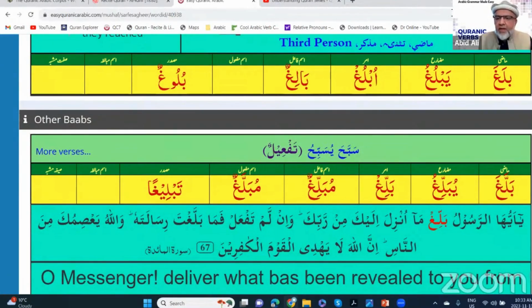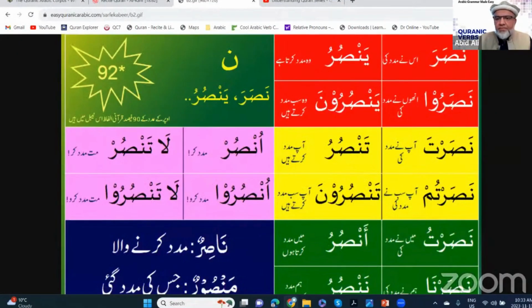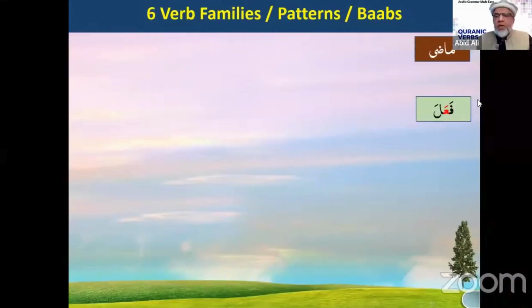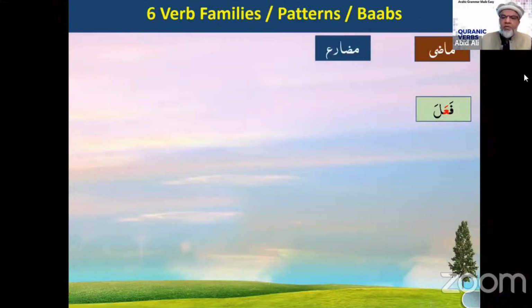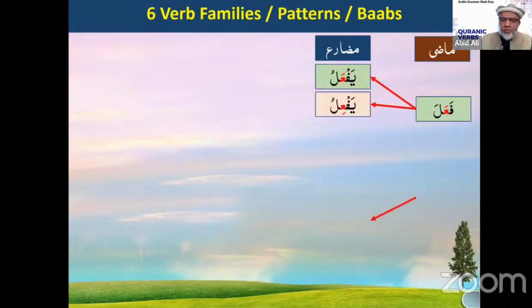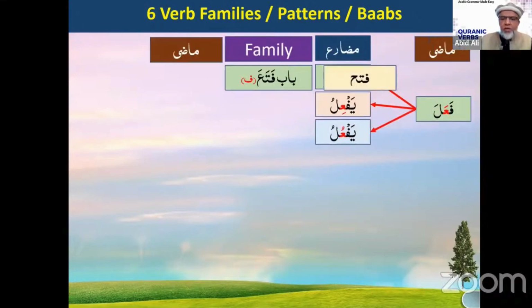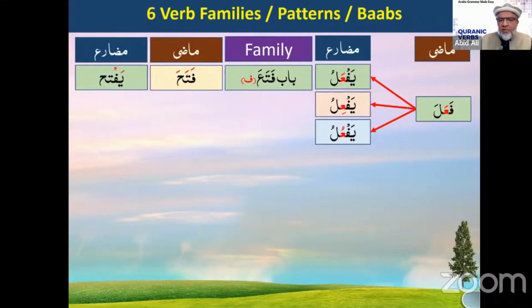Okay, then if I click here, look what happens. Do you see this information? It says Nasara yansuru, Nasaru yansuruna, Nasarta tansuru, Nasartum. What is this, by the way? Aren't these the 14 different patterns we can make with the pronouns? We said, yes. We have Madi, and we said Madi has 3 sons. We looked at the first one, and we said Mudare has 3 daughters, and it makes sense. And we said, okay, let's mash them up, and we derive these different families out of them.